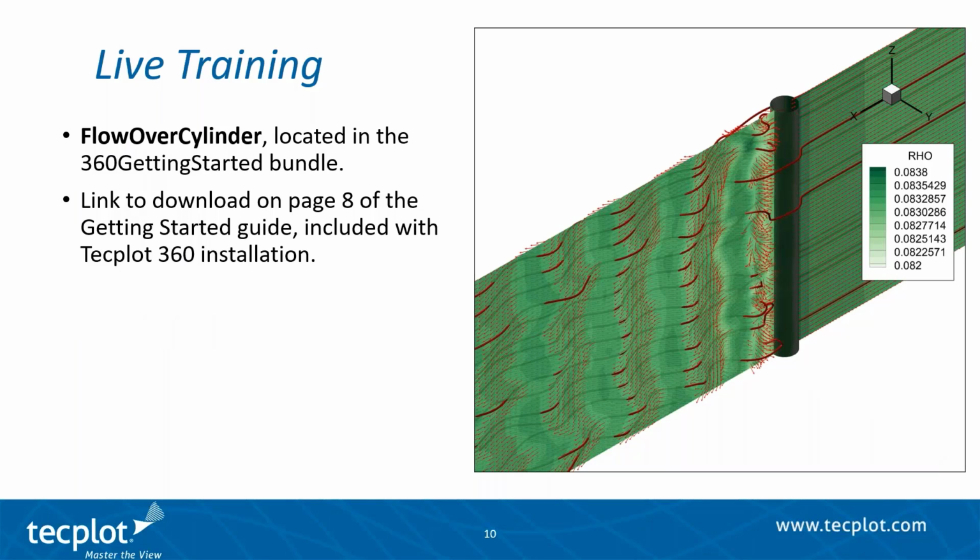All right, so the dataset I will be using today is the flow over cylinder dataset, and this is actually saved in the Tecplot 360 Getting Started bundle. And if you already have this downloaded, you can try and follow along, but we will record this webinar if you want to review it later as well.